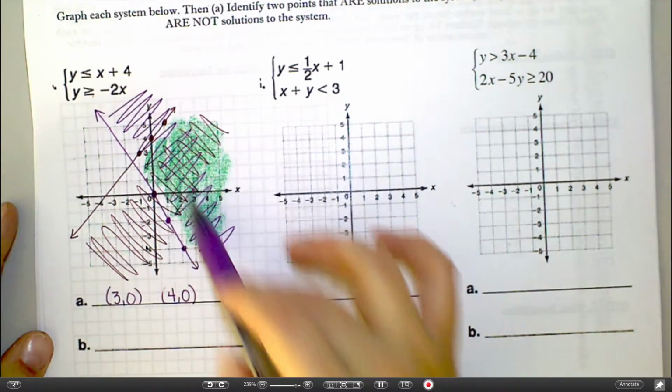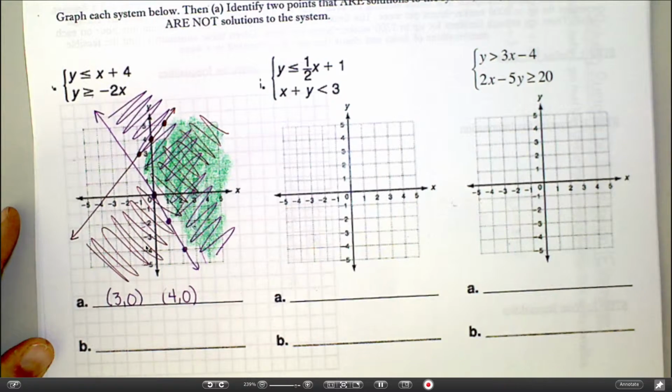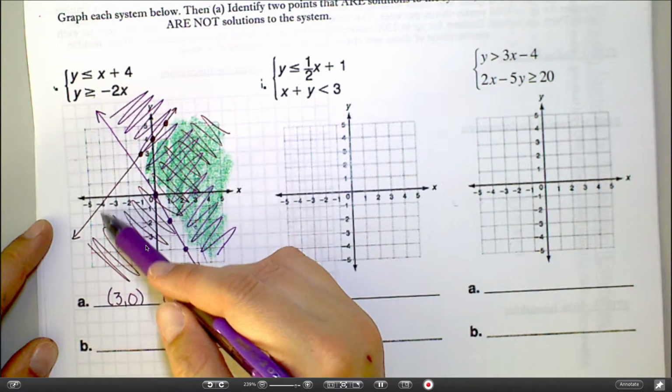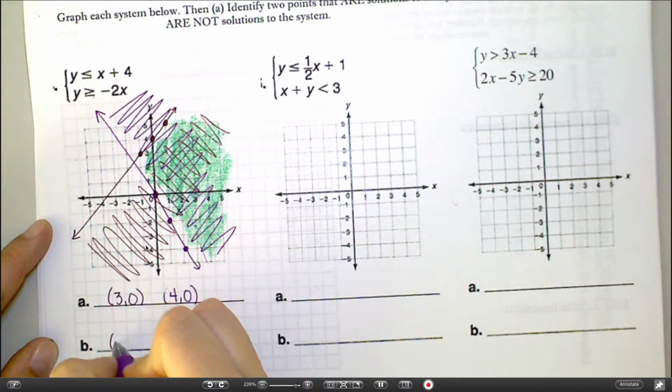So if the green section is where the solutions are, where are the things that are not solutions? -4, -4. Okay, everywhere else, right? -4, -4. 0, 4. And then 0, 3.